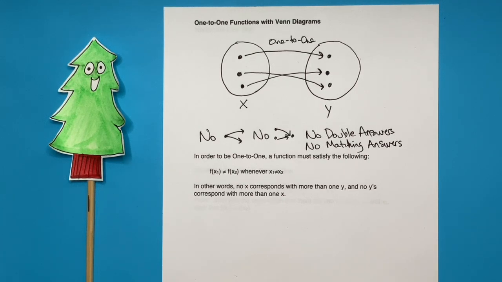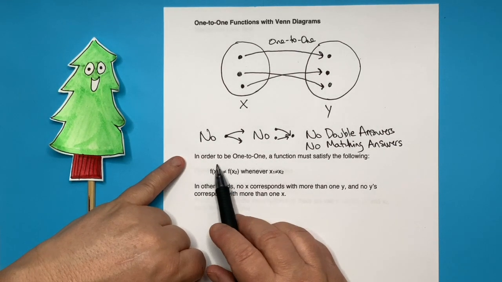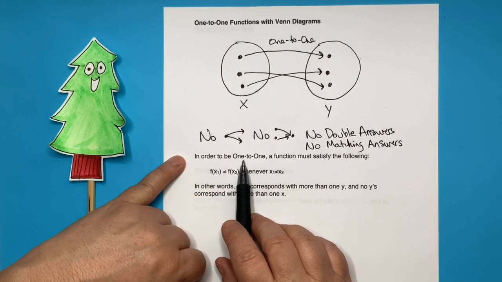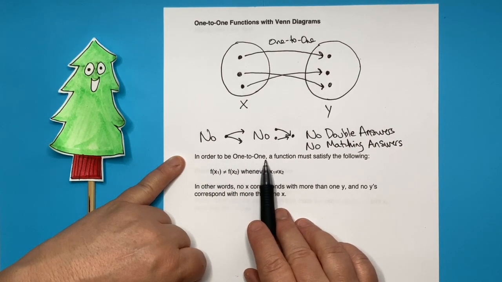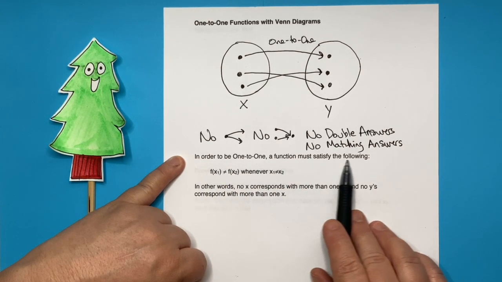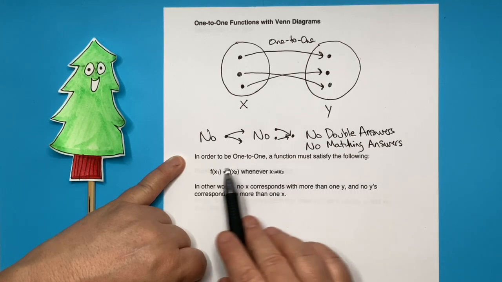Well, at some point we're going to have to bring some algebra into it. So let's go through what the algebra is. A lot of times it's actually hard to describe what something is, and it's much easier to describe what it isn't, which is kind of an interesting fact about math. So the way we describe one-to-one is we talk about what it isn't. In order to be one-to-one, a function must satisfy the following.